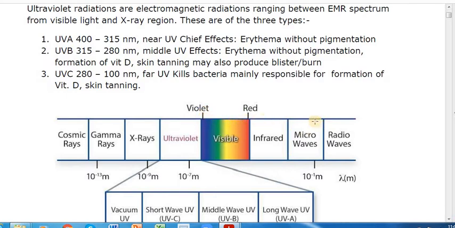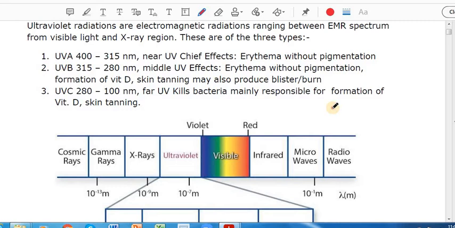This is your visible, from here you start the low energy, the high wavelength and low frequency, and in this direction the frequency is increasing. Let me just give you a recall that in this direction your frequency is increasing, that means the energy is increasing by the formula of h nu, and in this direction the wavelength is increasing. You have radio waves, you have microwaves.